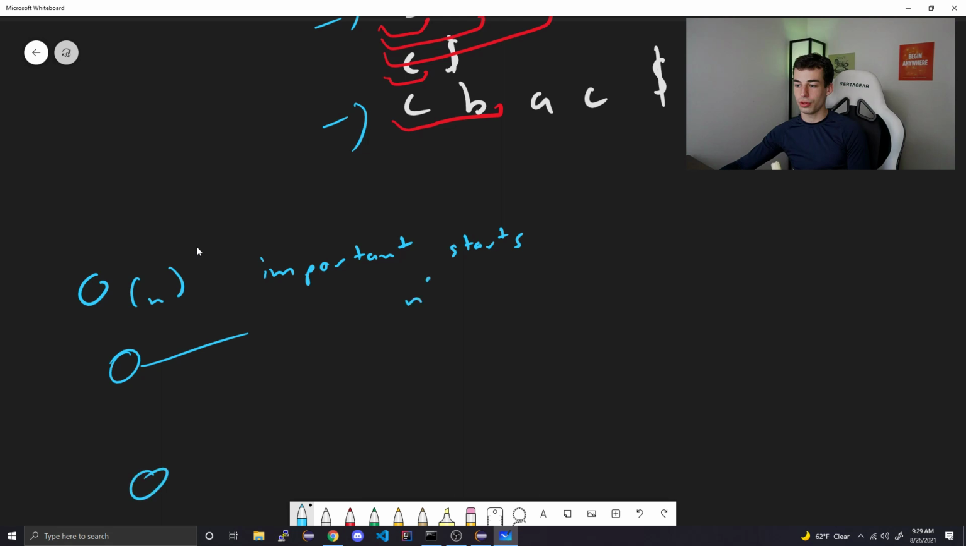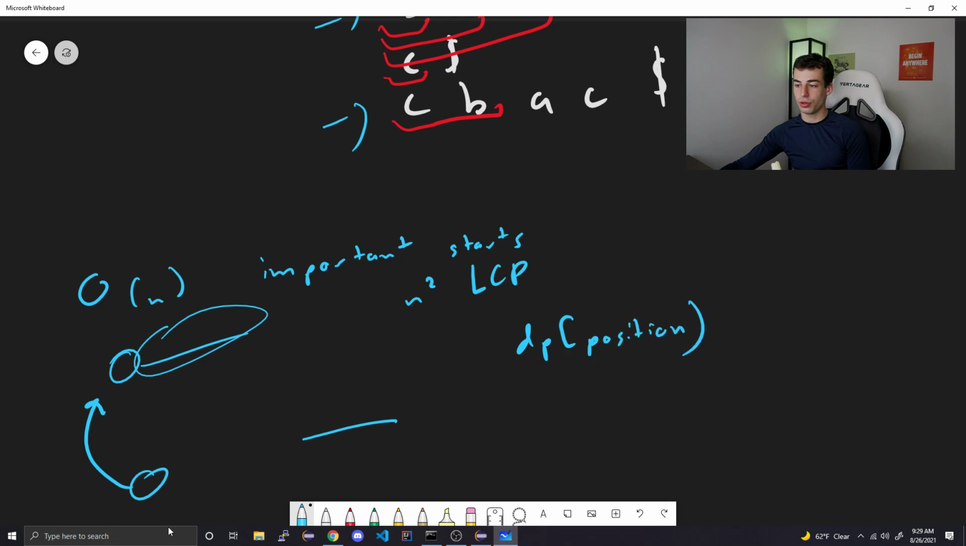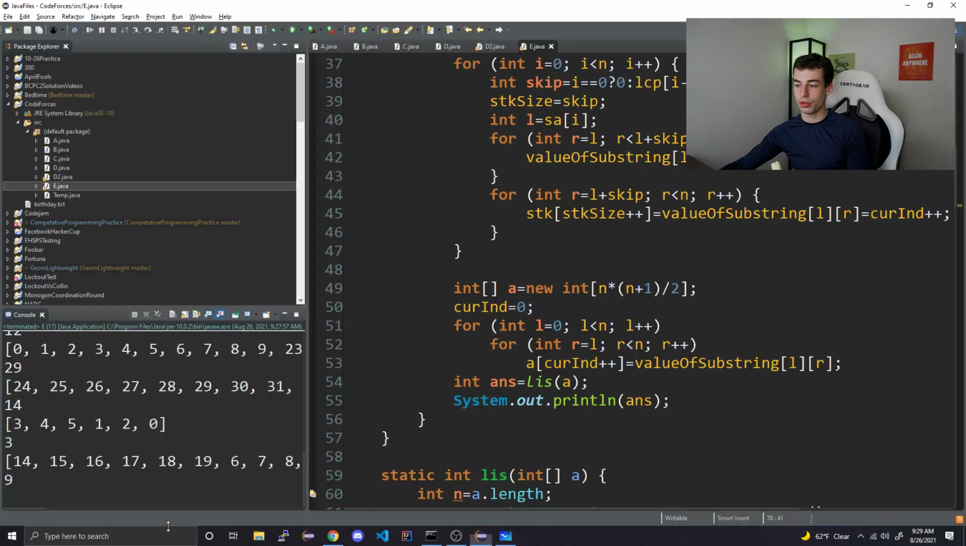So we need an n squared LCP. We could also do this with an RMQ if we needed to, but it's just easier to do it like this. So we'll have for all pairs, what's the LCP between these pairs? And then we'll say if you pick this and come from this, you get all of these strings from the previous one. So then you start getting these ones here. So we do the n squared LCP, and then we do a DP on which position you're at. And then this has a linear transition. Yeah, so we're fine there.